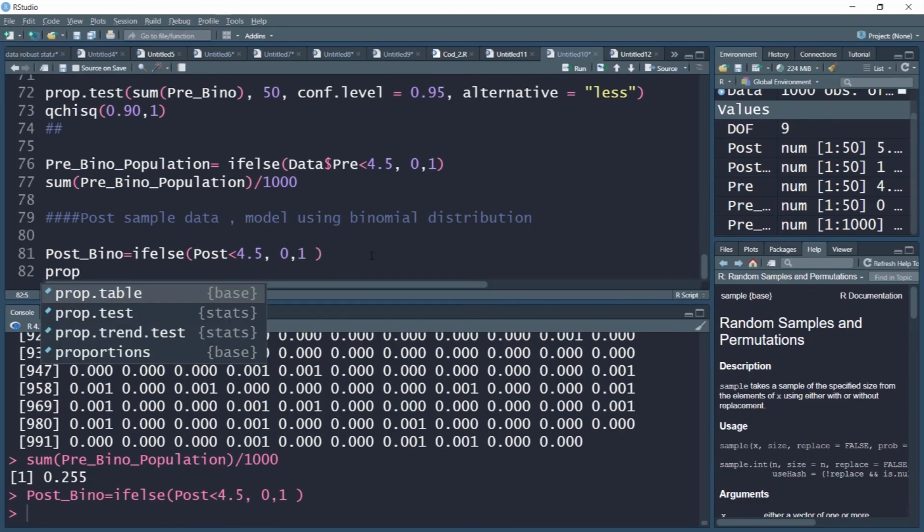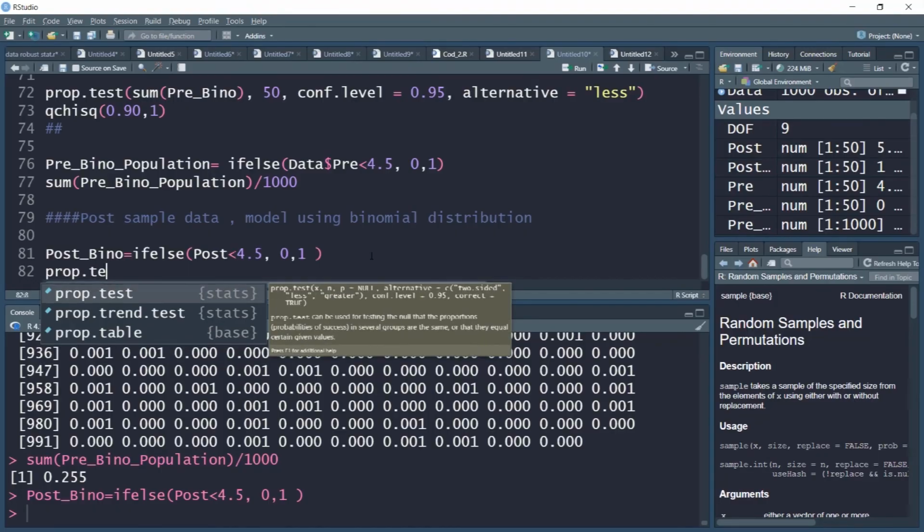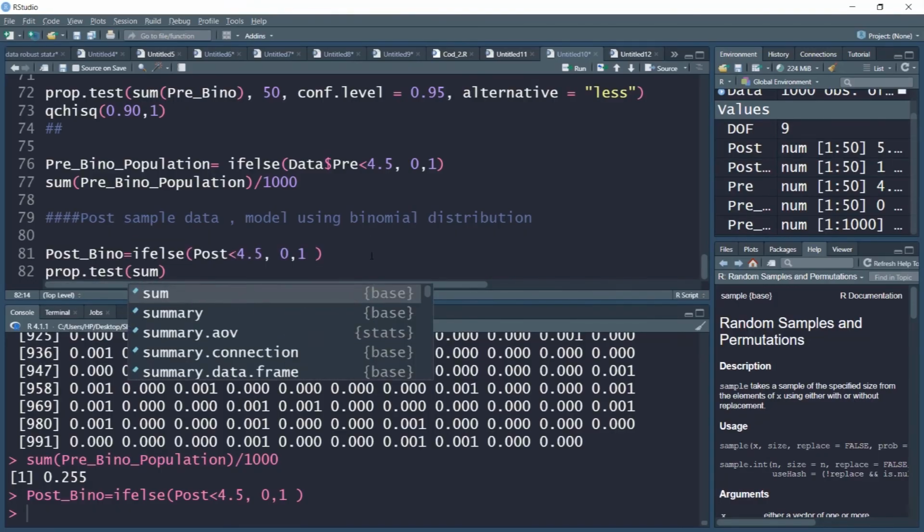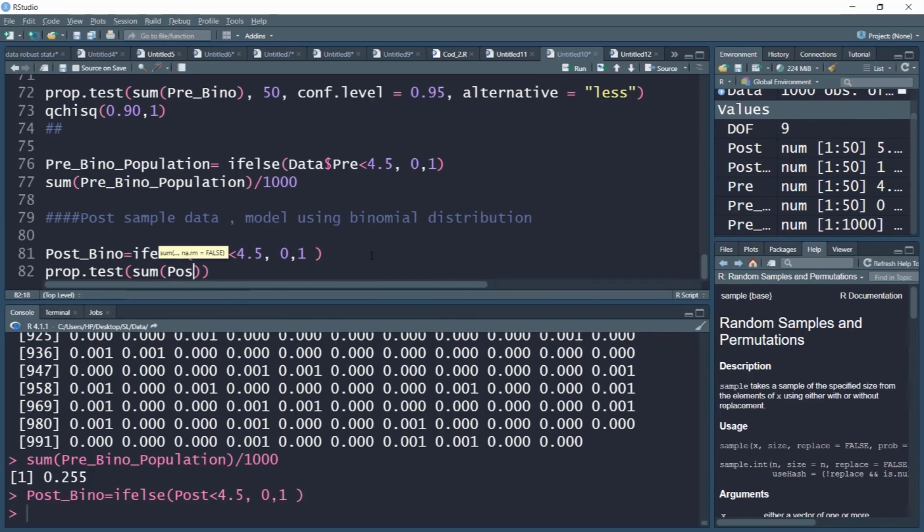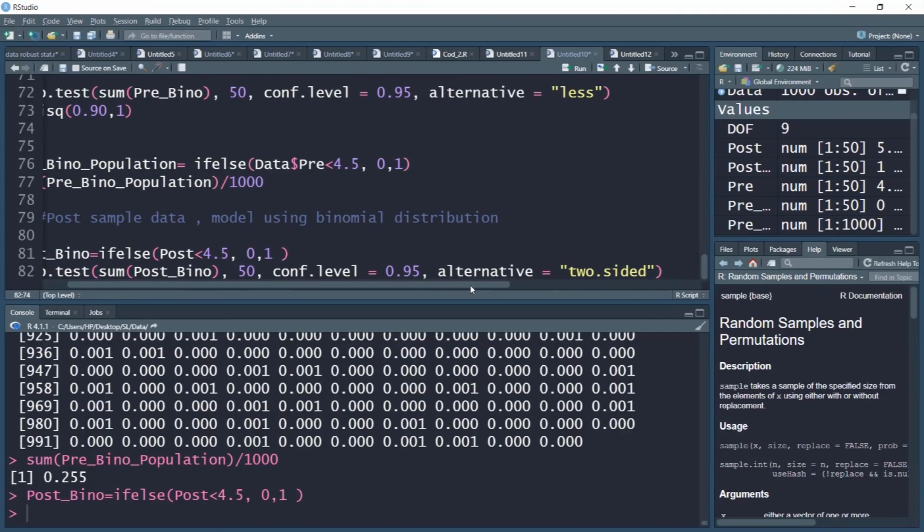Now we'll conduct our prop.test and we'll supply the argument sum of post bino, which is those individuals with a score of 1. The summation will be the sum of all those ones, and sample size 50. We'll provide the confidence level as 95%, which remains the same as earlier, and we'll provide our alternative hypothesis, which is two-sided. That means the probability of it being 0 or 1 being equal to 50% is the null, and whether it is more or less will be our alternate hypothesis.